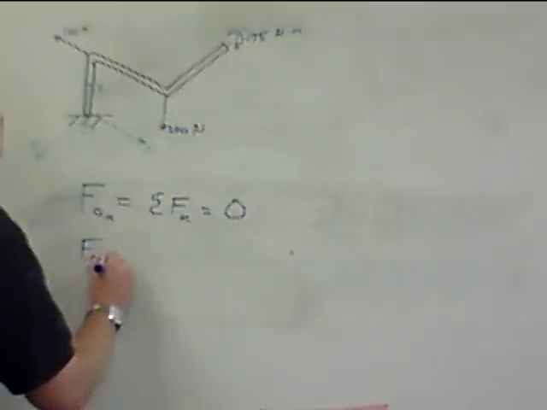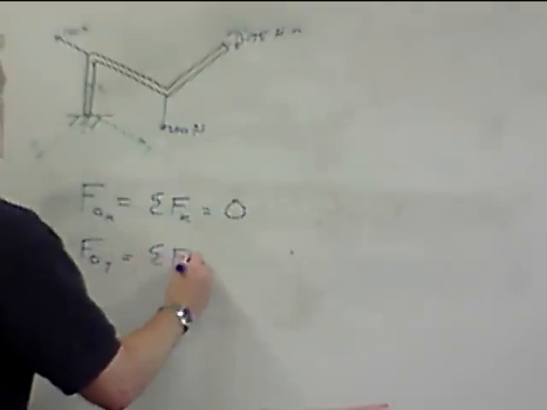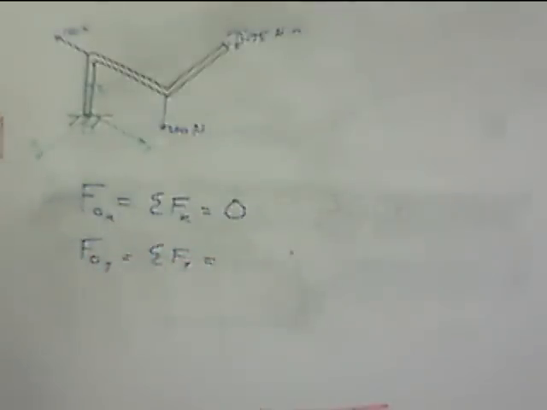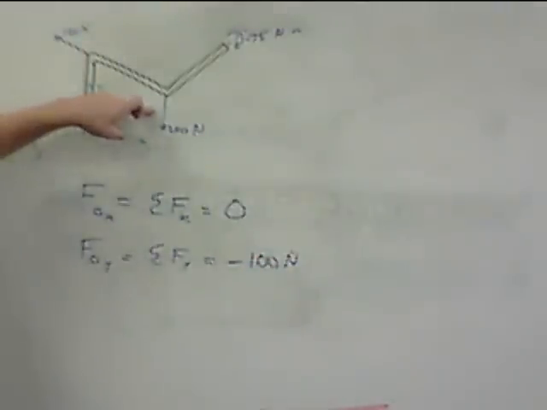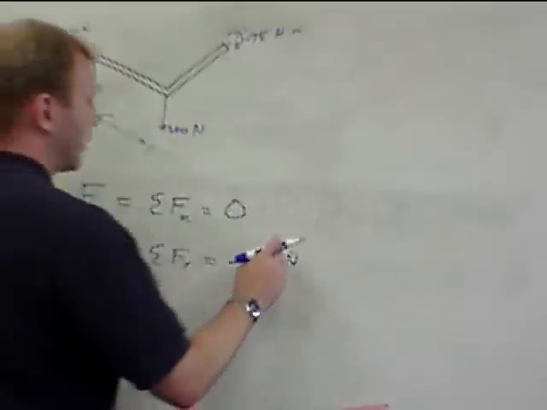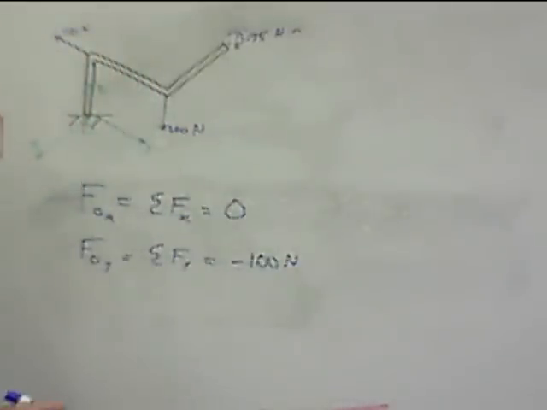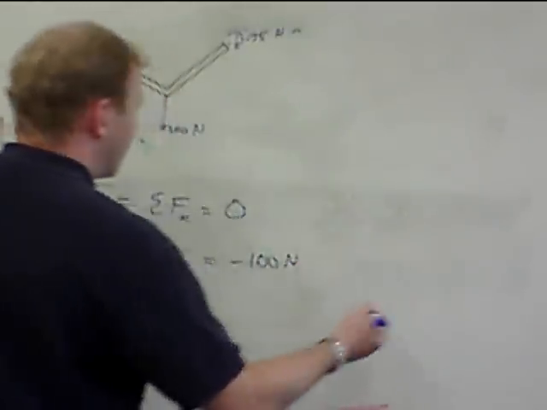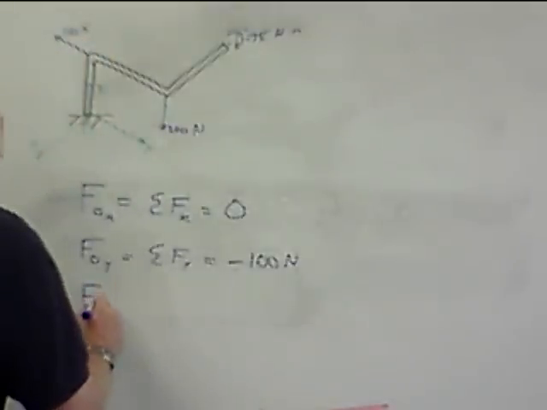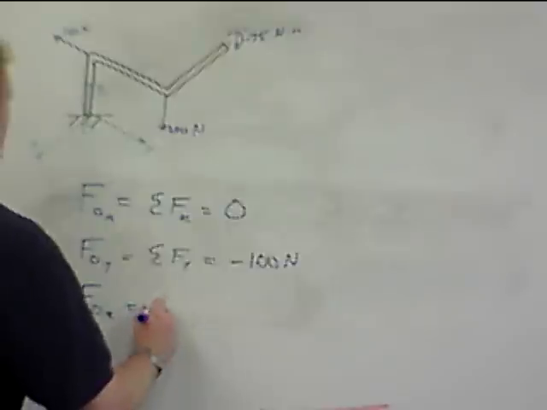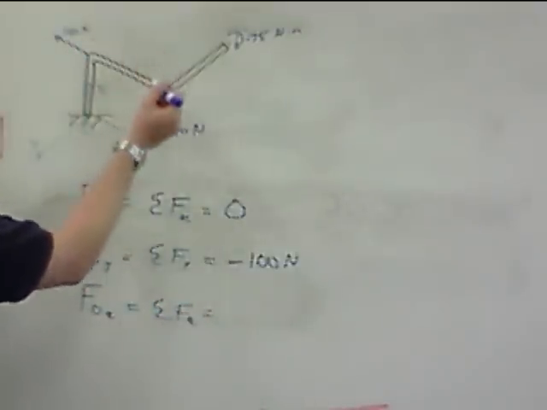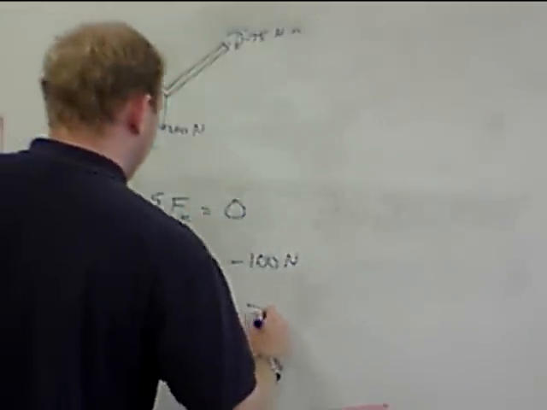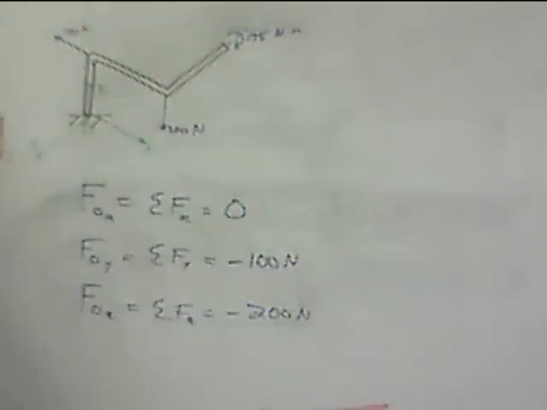Force about O in the y is the summation of forces in the y. We take this force, which is negative 100 in the y. This force does not act in the y, and this moment does not generate anything in the y. So we're left with 100 newtons there. Force about O in the z is equal to the summation of forces in z. Again, this one only has a y component. This is negative 200 in z, and then this doesn't generate any moment.